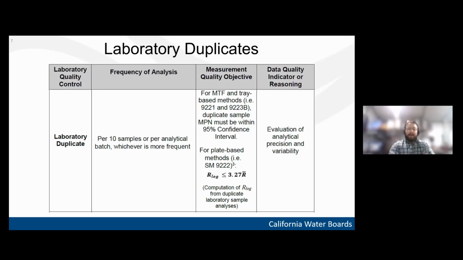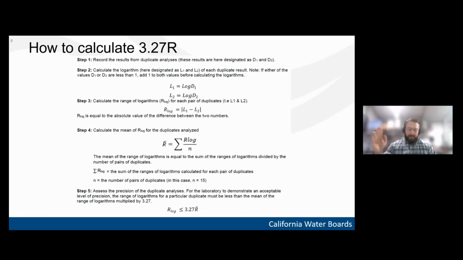Now, I had a fun conversation with the authors of Standard Methods, and I'll explain that in a little bit, but this is how you calculate RLog. You take your duplicate samples, you run a sample in duplicate, take the logarithms, find the range of those logarithms, and then you find the average of those differences. And you do that for the past 15 laboratory batches, and that gives you a target. And based on that target, you know your lab's threshold for precision.